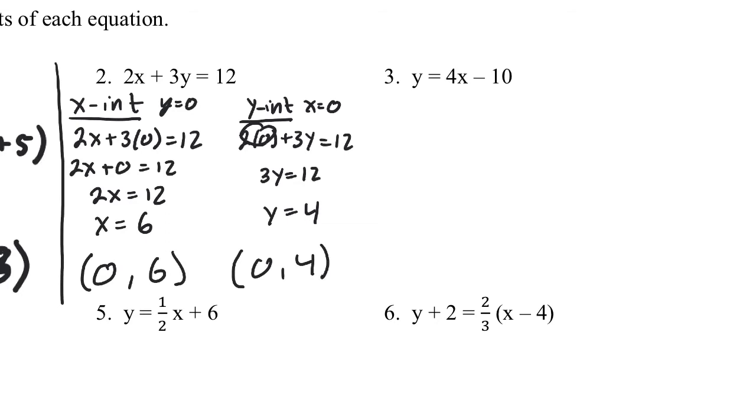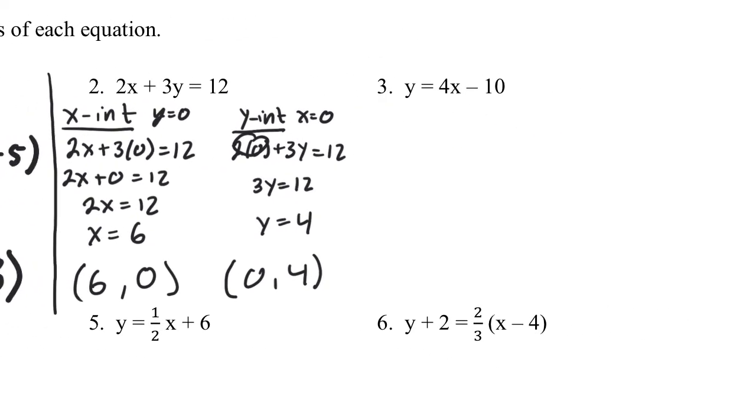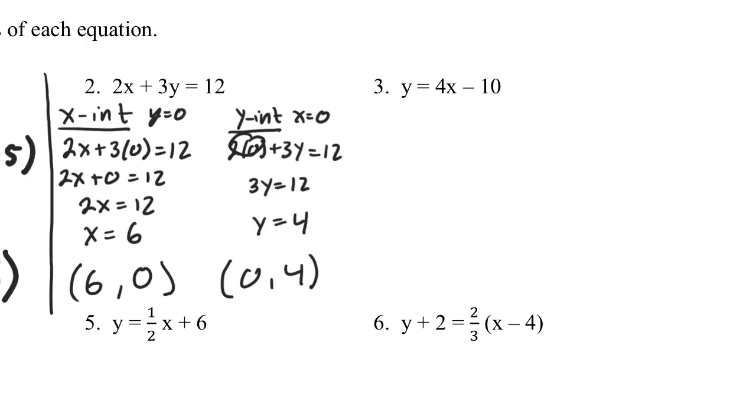And I just realized I wrote my other coordinate point backwards. My apologies for that. X is the first spot in a coordinate point, so this should be 6, 0, not 0, 6. Let's double check I wrote the other one right. Yep, I did. Okay, good. So let's go on to our next one.